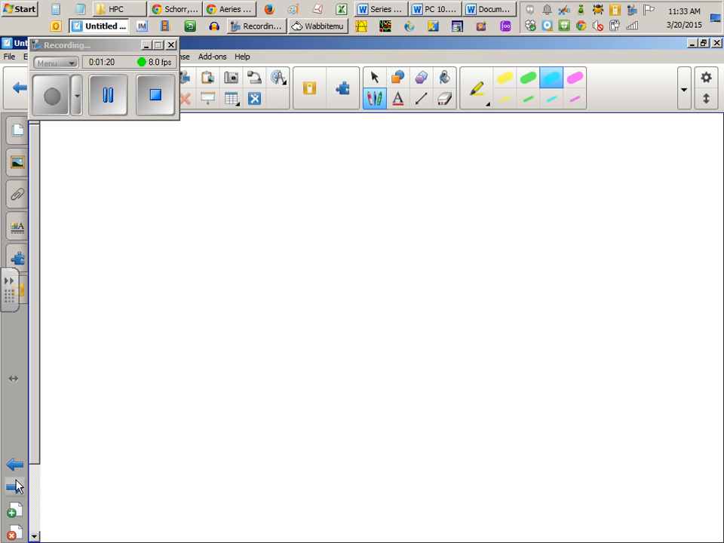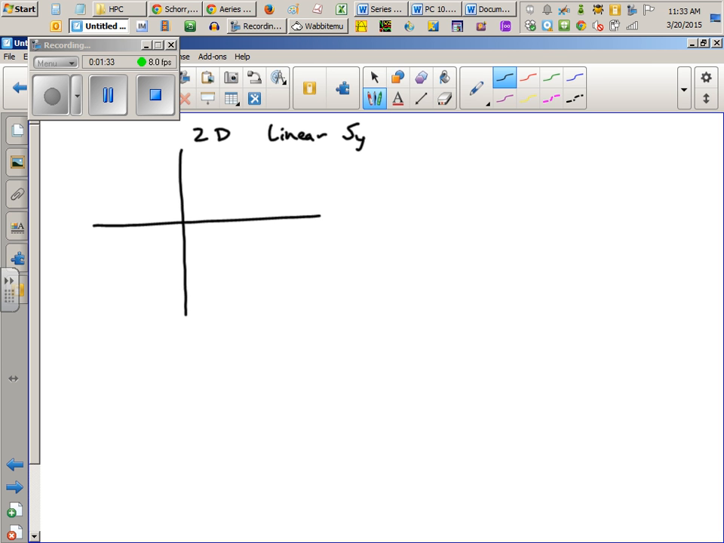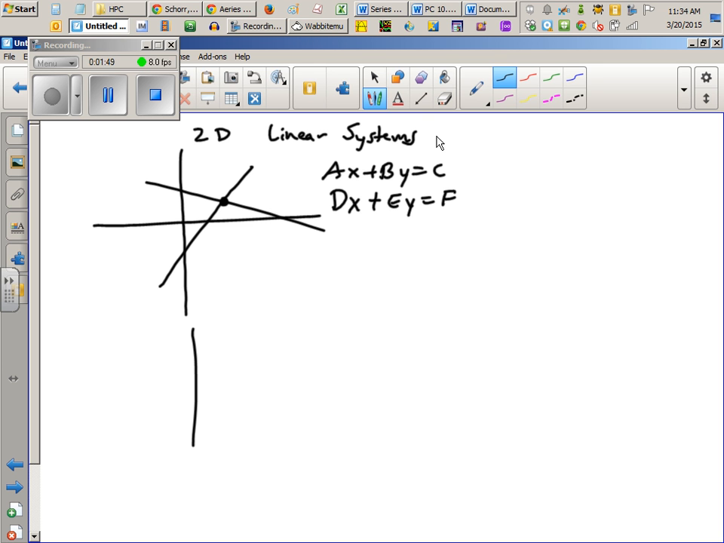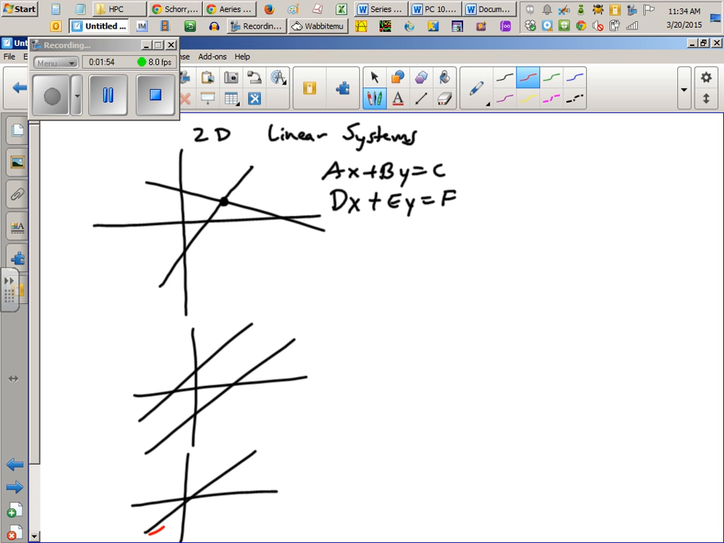Okay? Everybody look at the board. Thank you. Oh, that's not what I meant to draw. Let's get a real pen. Okay. We've been talking about two-dimensional linear systems where your equations look like ax plus by equals c and dx plus ey equals f or something. And what's going on is you have two lines, right? Either the lines cross or they don't cross, or they're actually the same line in disguise.